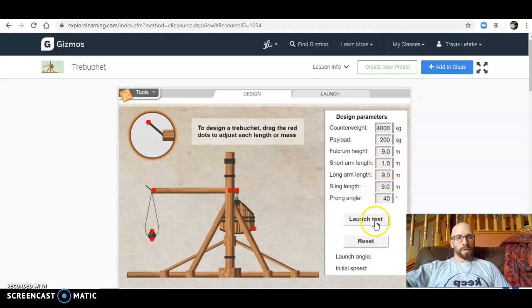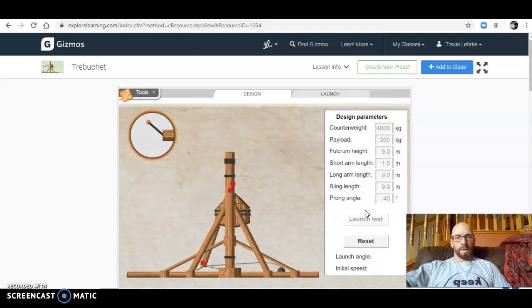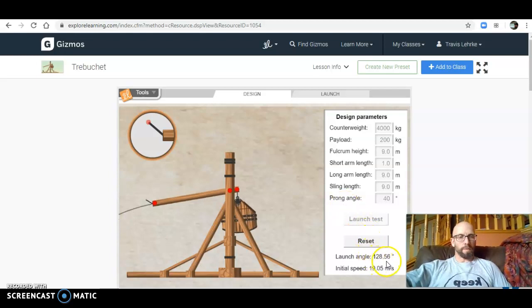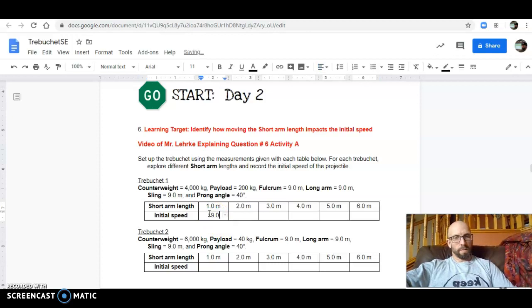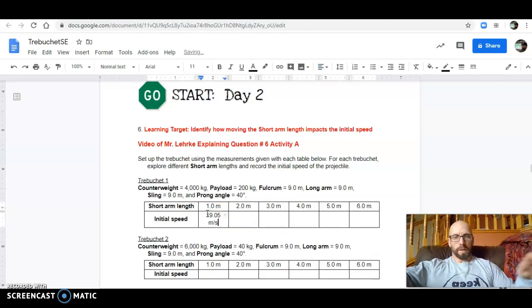Then launch test. Okay. Long sling angle, sling length for sure. Okay, it doesn't look like it did anything. The launch angle was 128.56. The initial speed was 19.05. So back at your table, initial speed is 19.05, and that's again meters per second.